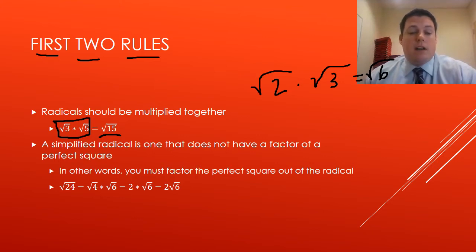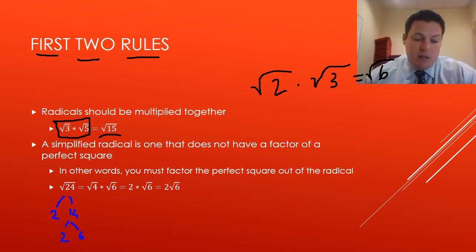Rule 2, a simplified radical is one that does not have a factor of a perfect square. In other words, you must factor the perfect squares out of the radical. This is how we're going to tie in what we did yesterday. So 24, if we did our factor tree, would be 2 and 12, 2 and 6, and then 2 and 3. Well, here's our pair. I don't have a pair for the third 2 or the 3, so 4 is going to be our largest perfect square.